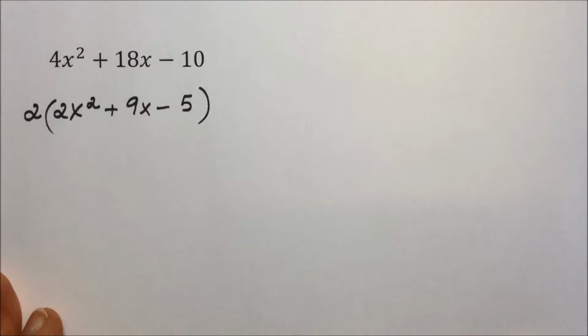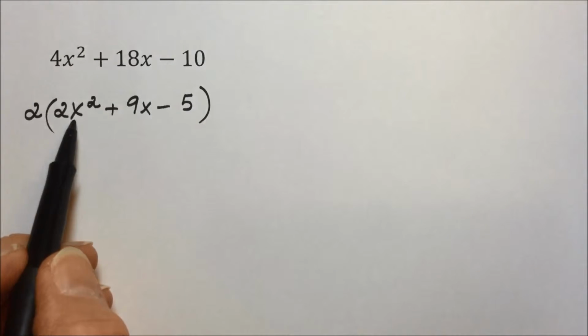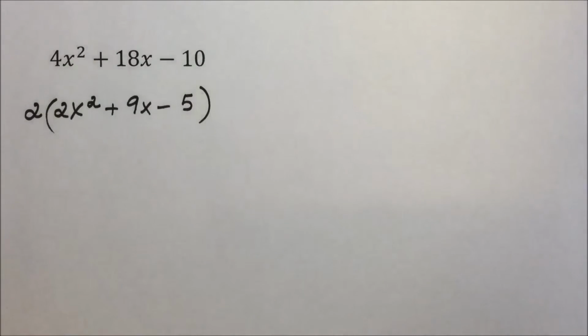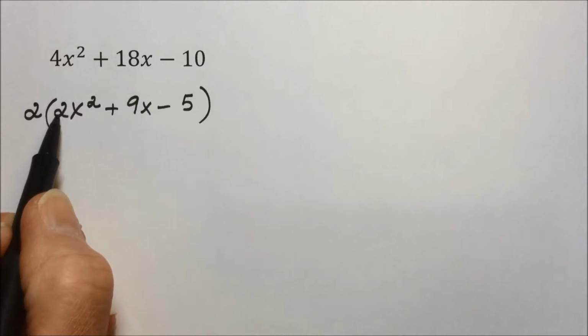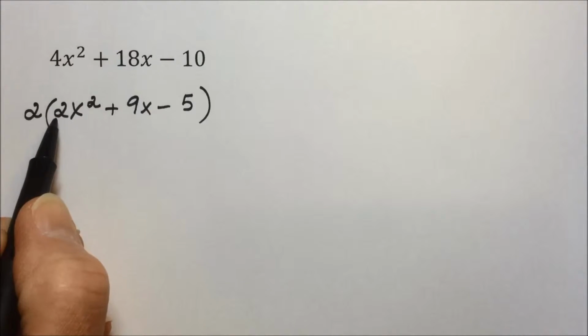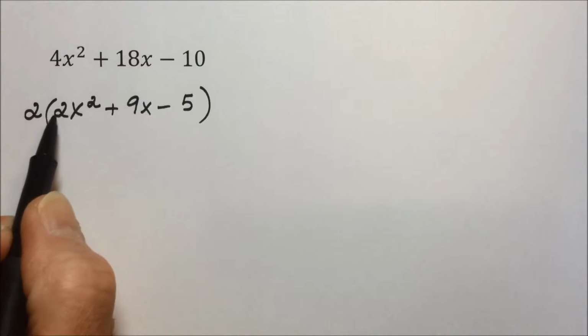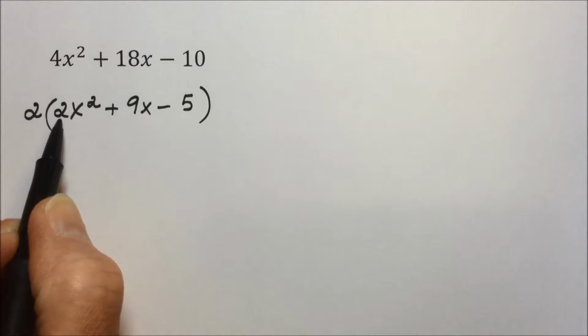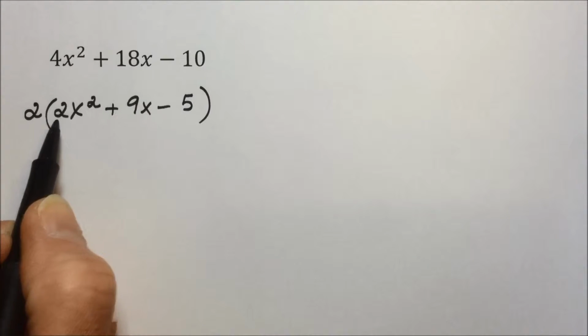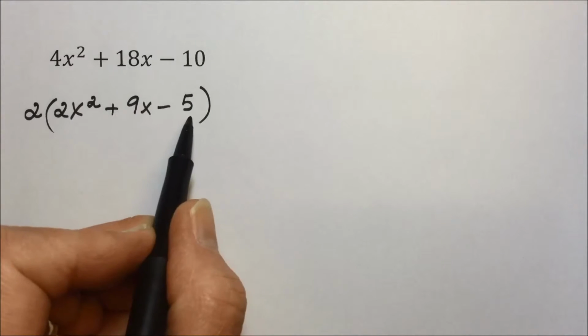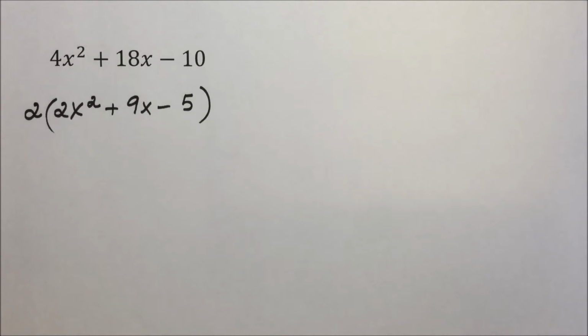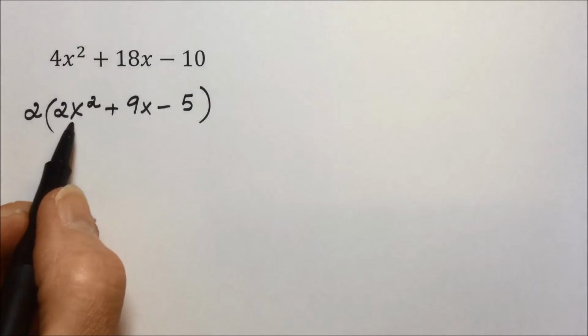Whenever you have a power higher than 1 on your variable, you should be at least concerned that this can be factored further. And because we have a coefficient other than 1, we have a couple options. We can factor by grouping, or since this is a prime number and this is a prime number, we can do the guess and check method.